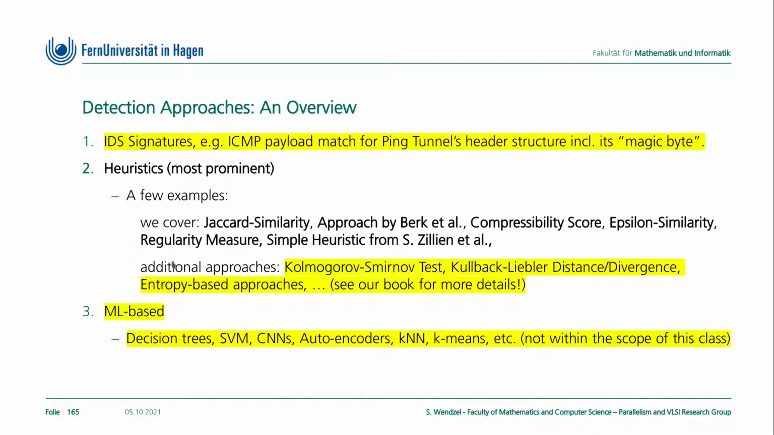I will discuss a few more heuristics. I already explained the compressibility score, the approach by Berg et al., epsilon similarity, but I will highlight a few more just to give you more examples. And by the way, if you are interested in even more countermeasures or heuristics, then see our book Network Information Hiding in Communication Networks, where we cover some additional approaches like the Kolmogorov-Smirnov test, the KL distance, and so on.